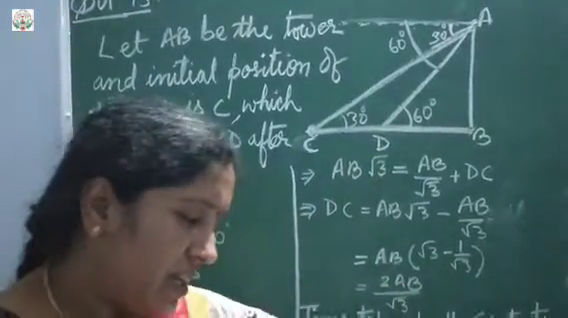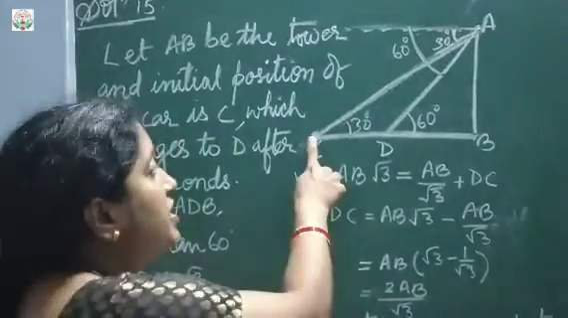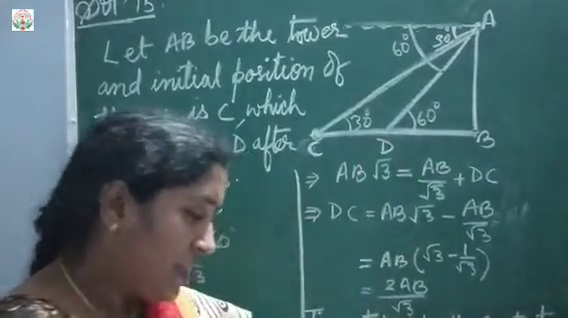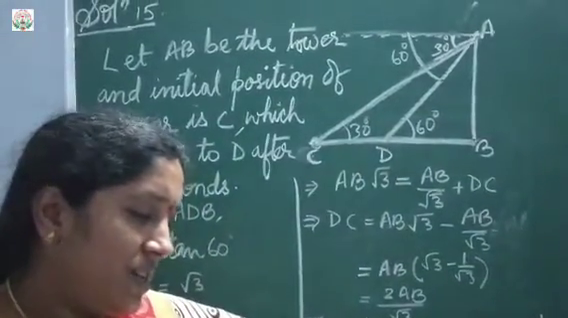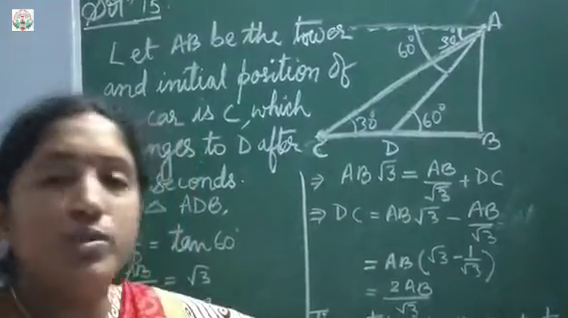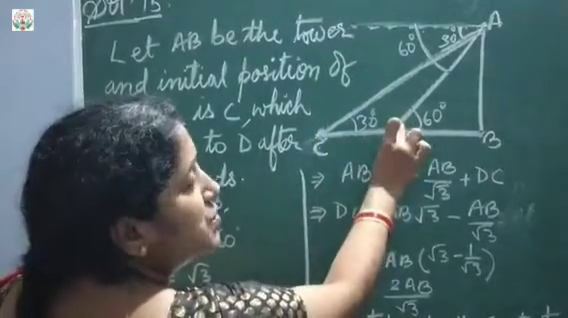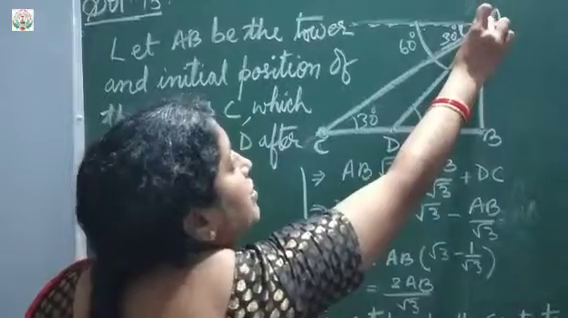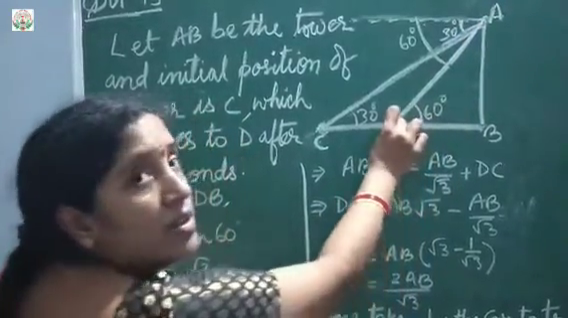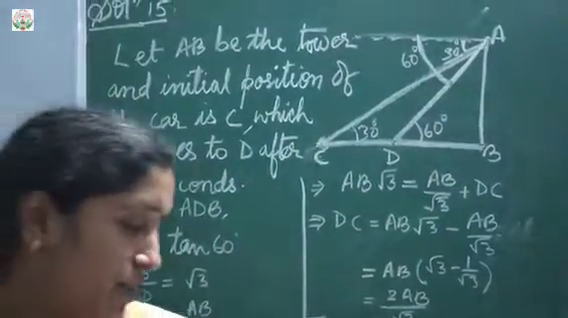So what is given after that? 6 seconds later, means after 6 seconds, from this point it moves to the point D. After 6 seconds, the angle of depression of the car is found to be 60 degrees. Means after 6 seconds, when the car reaches point D, the angle of depression from the top of the tower to the car is 60 degrees.